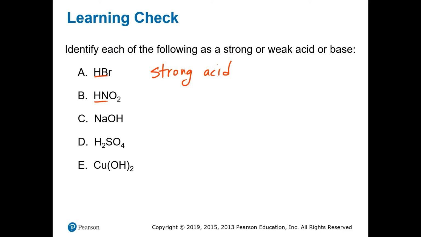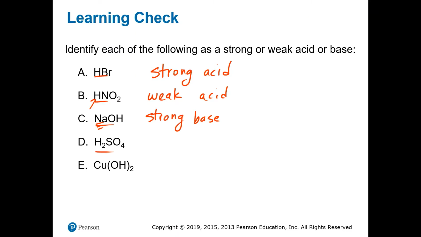HNO2 also contains a hydrogen ion, and so this is also an acid, but this is a weak acid. Careful not to confuse it with HNO3. HNO3 is nitric acid, and that is one of the strong acids. HNO2 is nitrous acid, and that is a weak acid. The third example, NaOH, is clearly a base because it has hydroxide in it, and sodium is a group 1 metal, which means that this is a strong base.